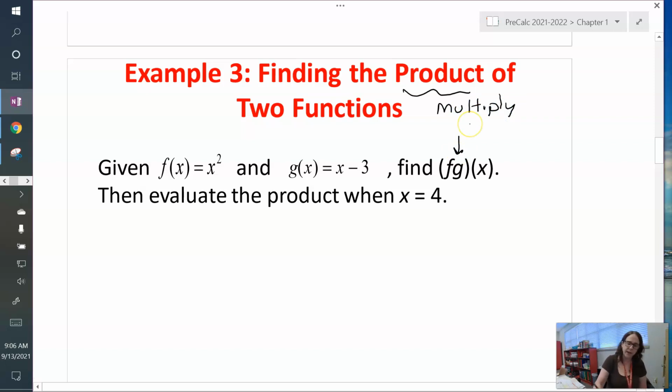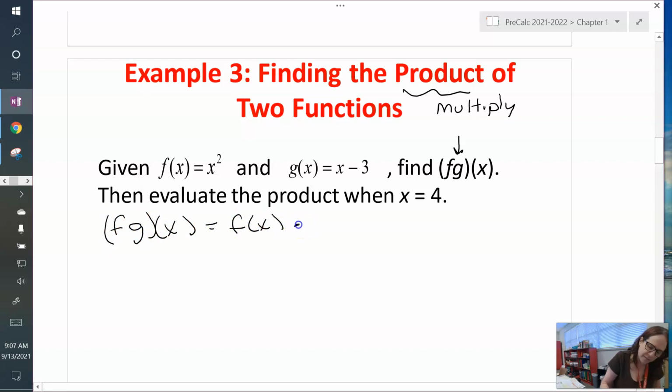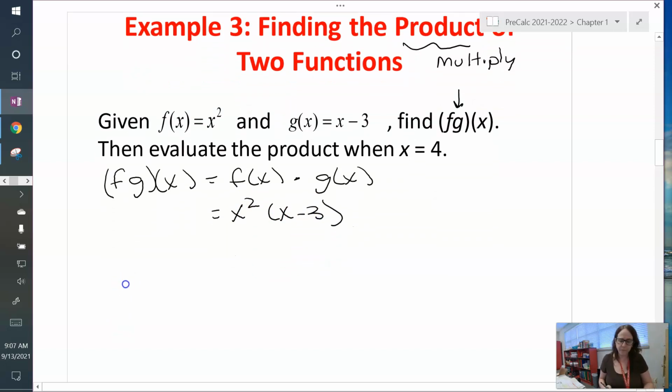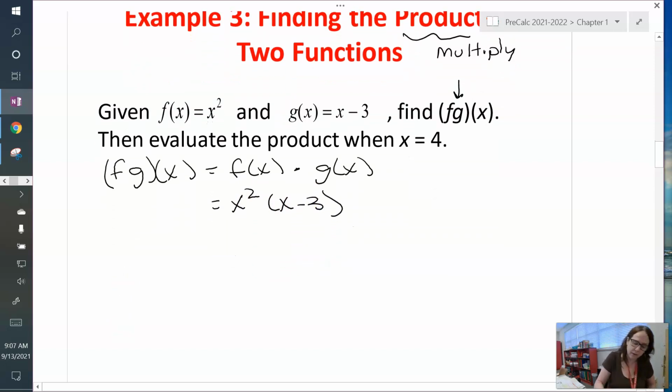So multiply. So we're going to do f times g of x. That's f of x times g of x. And then just plug in your function. So I have x squared times x minus 3. Distribute. So distribute your x squared through. You get x cubed minus 3x squared.